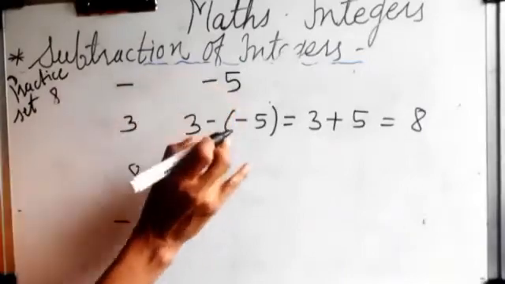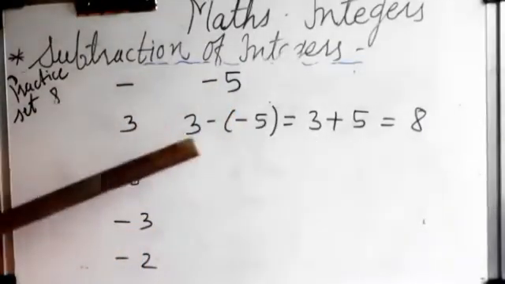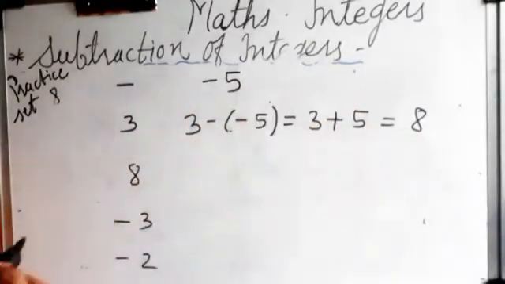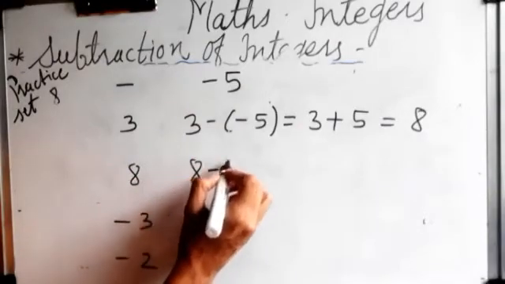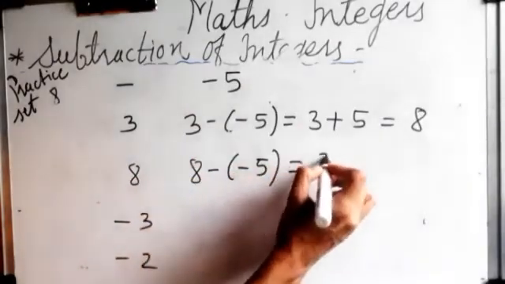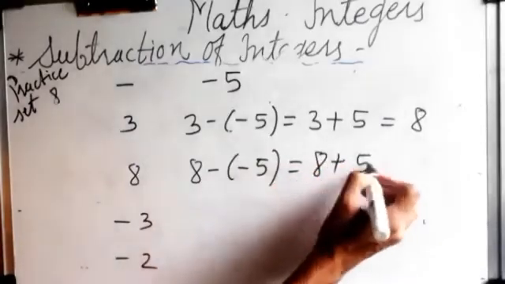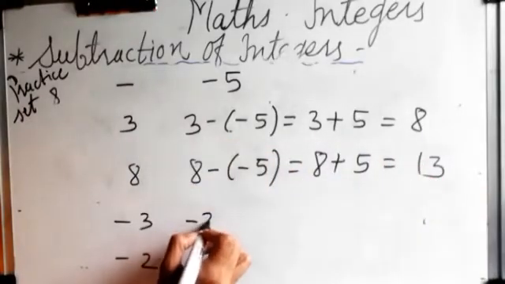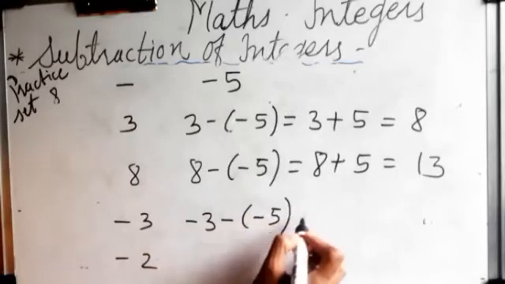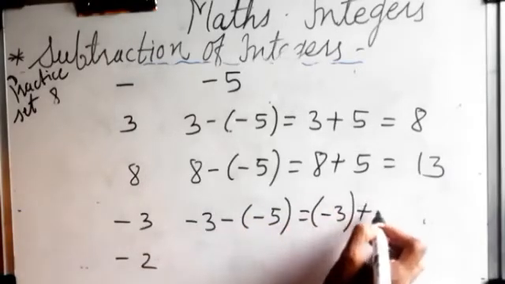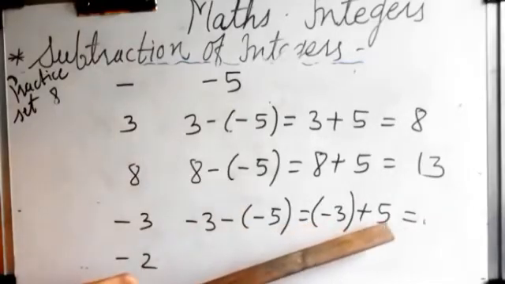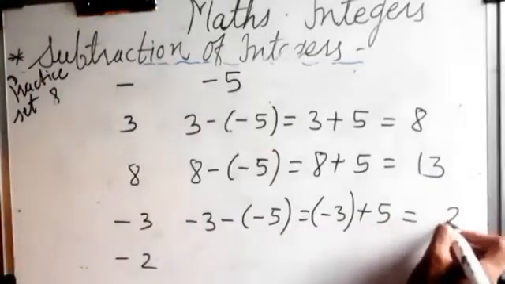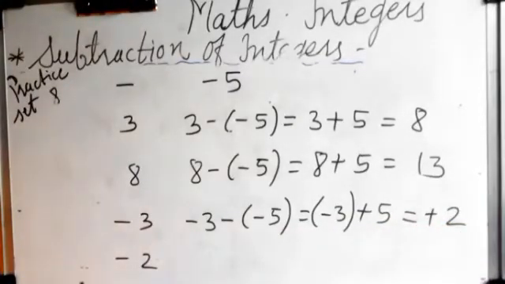3 minus 5. That means 3 I have written as it is. Instead of subtraction, plus. Opposite of minus 5 is plus 5. 3 plus 5 is 8. Next, 8 minus 5. So 8 plus 5 is 13. Next, minus 3 minus 5. That means minus 3 plus 5. Opposite signs now. So difference, 5 minus 3, 2. And give the bigger number sign, that is plus will come.